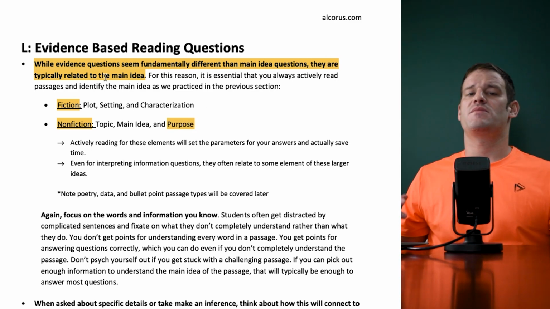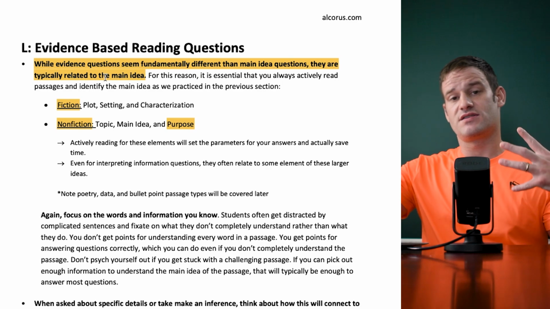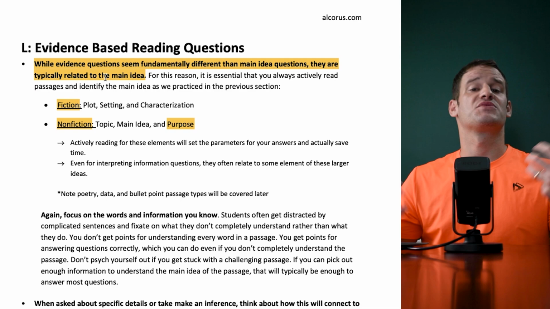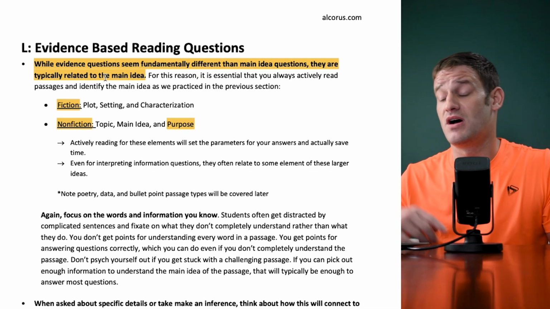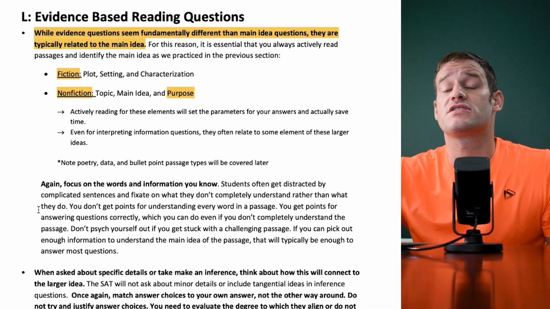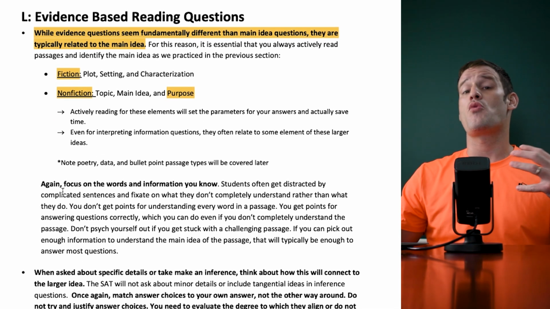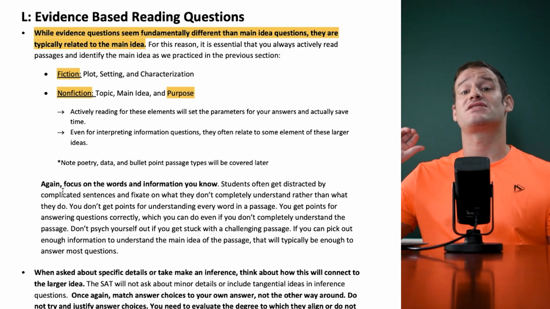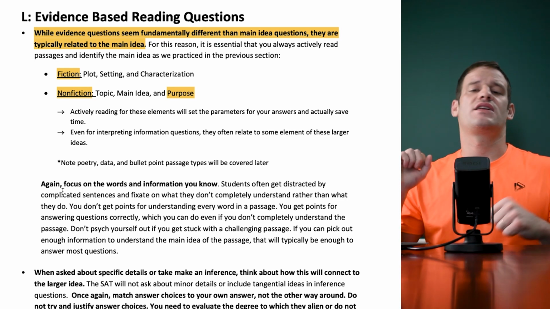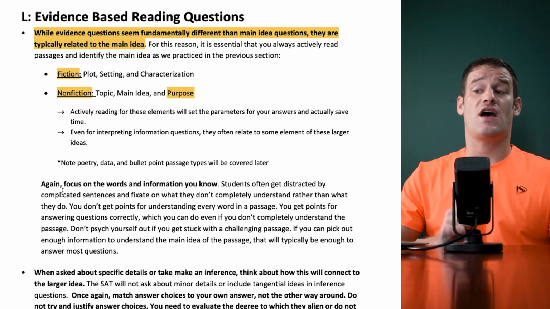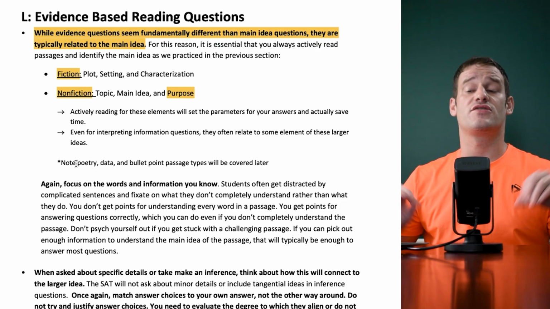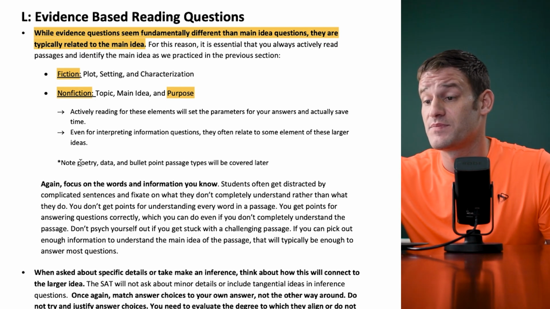If it's an informative passage, the main idea should be, okay, what is the passage explaining? If it's a persuasive passage, the main idea should contain some sort of claim that the author is trying to prove. Once again, as I covered in that main idea video, focus on the words and information you know. You don't need to get distracted by parts that you don't understand. The SAT cannot evaluate if you understand 100% of the question. They can only evaluate if you get the question right. So don't freak yourself out if you don't understand 100% of a passage.